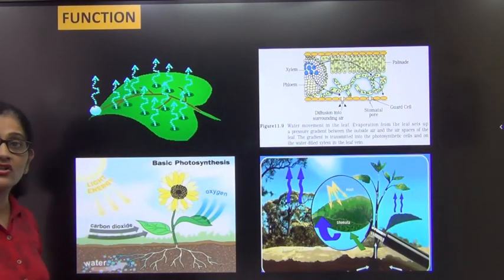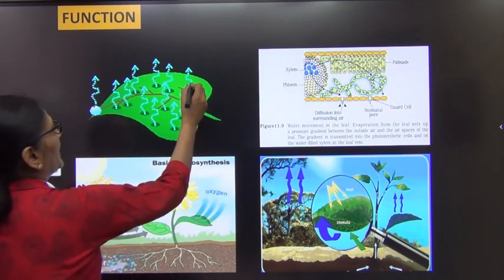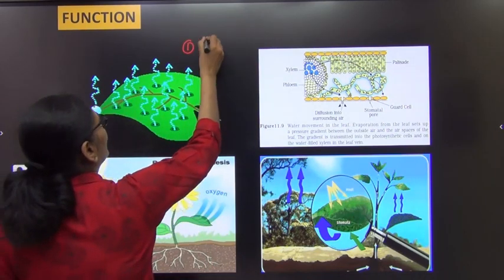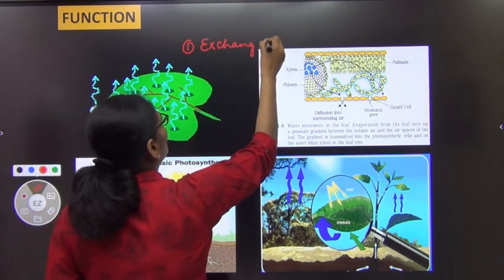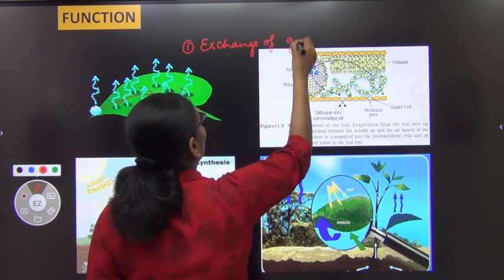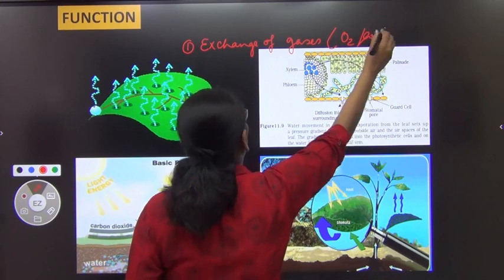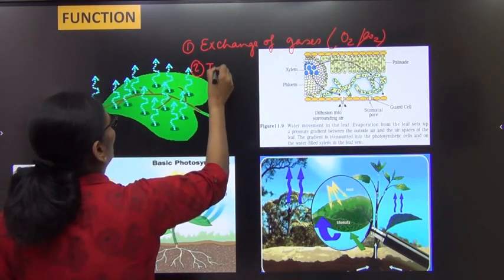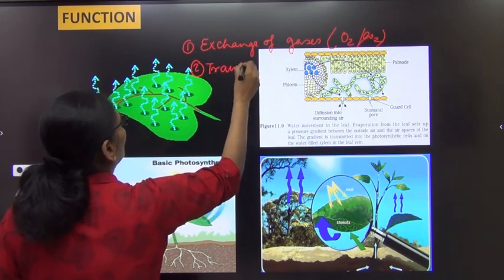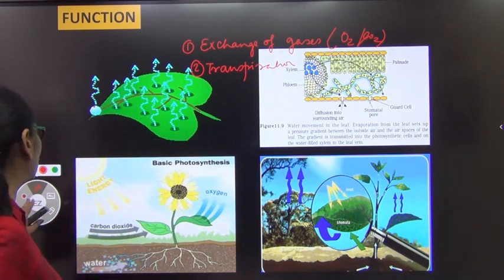So what are the two functions of stomata? First let us see that. This will also come as a question. The two functions of stomata are, first, exchange of gases. That means this is the aperture through which exchange of gases, that is, oxygen and CO2 exchange takes place. And secondly, water is lost in the form of vapor, which is called transpiration. Right? So these are the two functions of stomata, as we can see here.